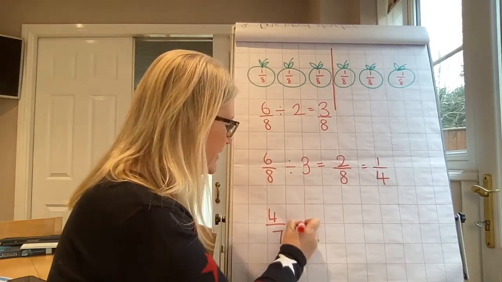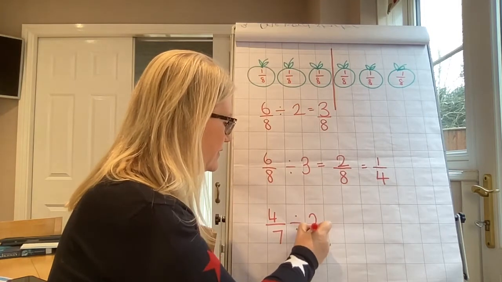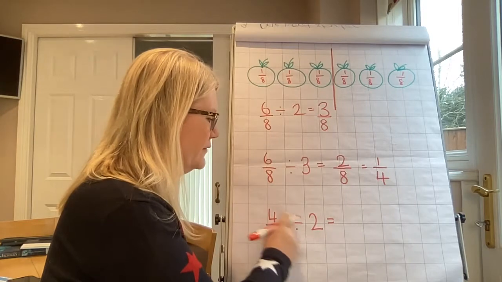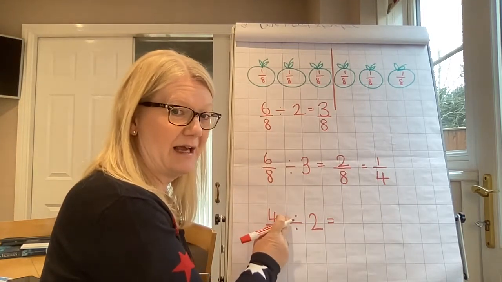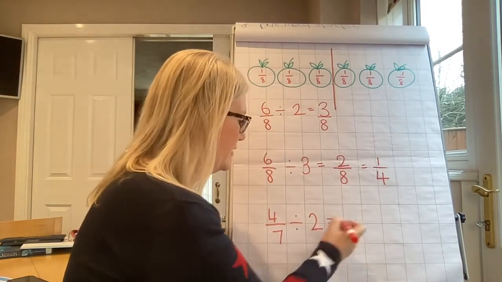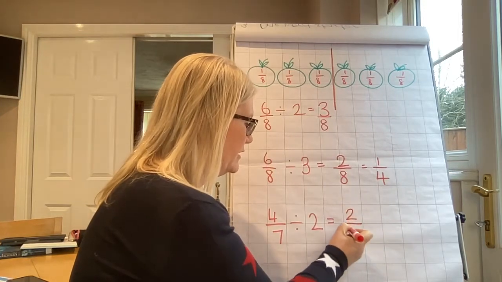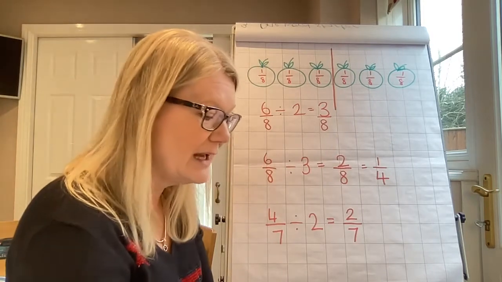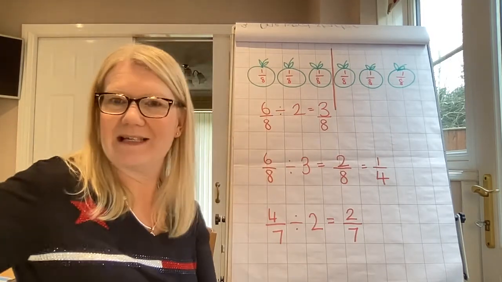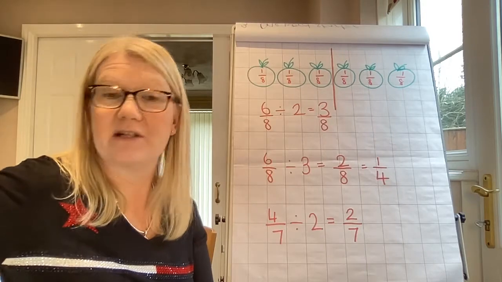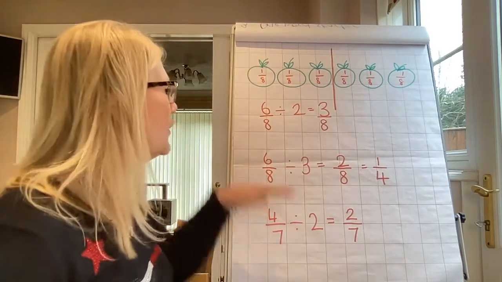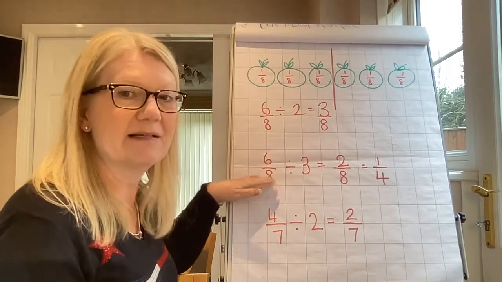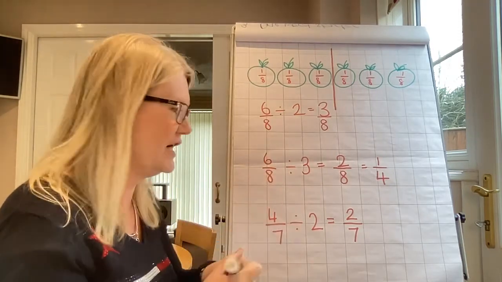Right, 4/7 divided by 2. I've got 4. 4 is divisible by 2. It is a multiple of 2. So 4 divided by 2 is 2, which gives me 2/7. And I'm just going to prove that what we did initially when we looked at dividing unit fractions, we couldn't divide our numerator, we had to multiply our denominator to make the parts smaller rather than sharing them out.